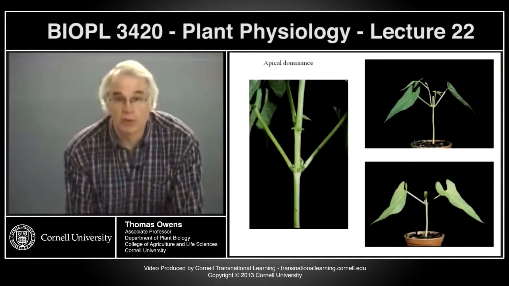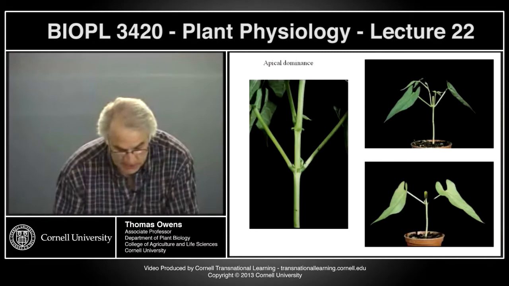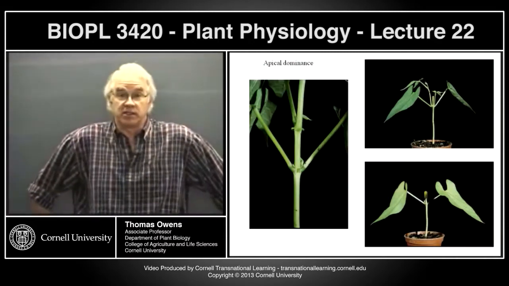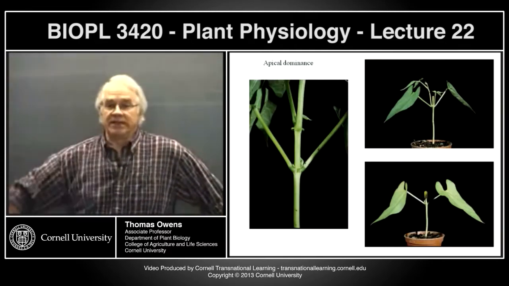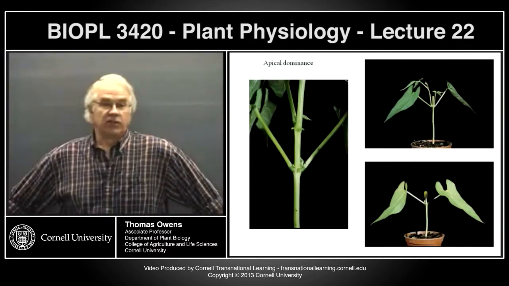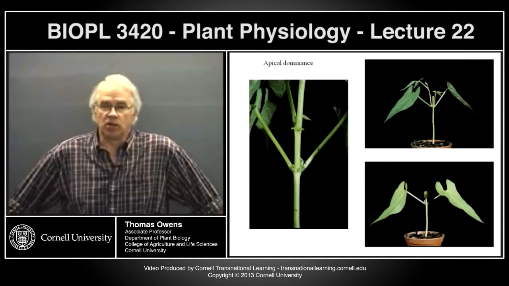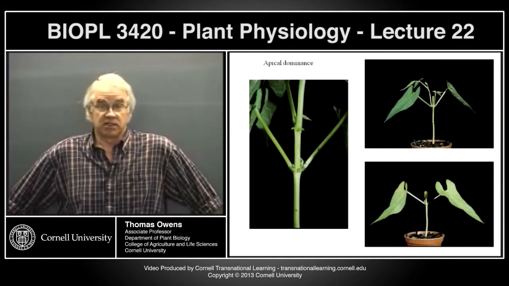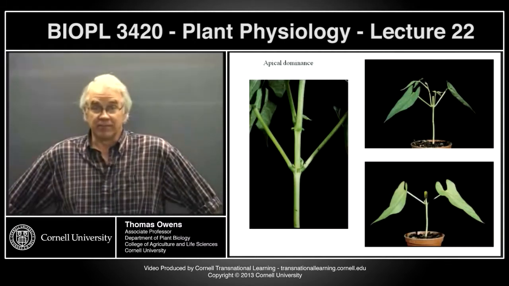One of the things I told you about all the hormones, and we'll start right now with finishing off auxin, is the fact that auxin and all the hormones are involved in a lot of different things. So unlike animal hormones, where each hormone only does one or a few things, and there's a bazillion hormones, in plants we've got a relatively small number of hormones, but each of those hormones does a lot of different things. And as we mentioned in the last lecture, that has to be controlled developmentally.